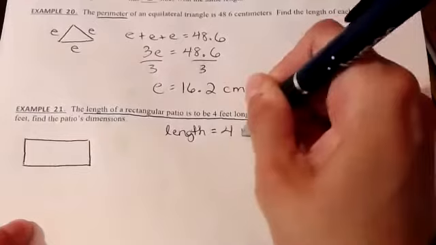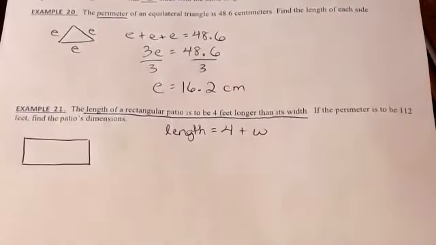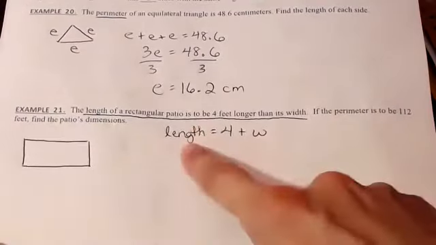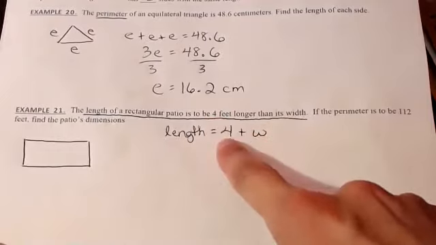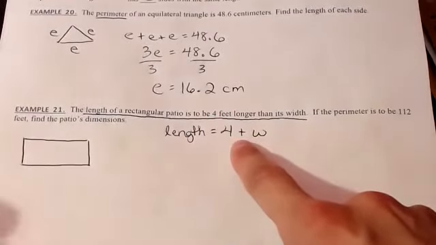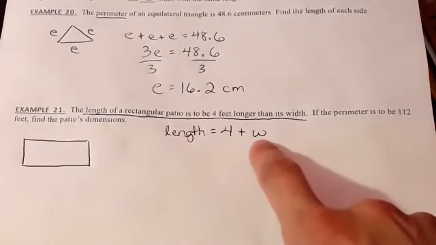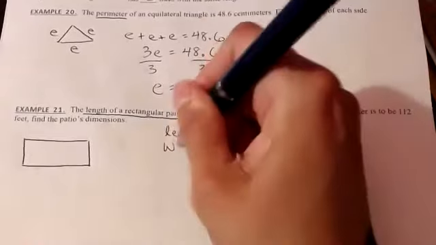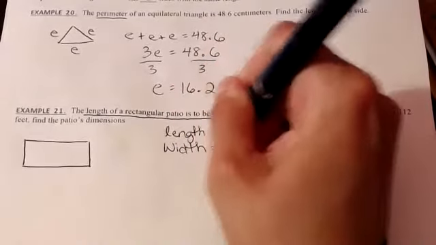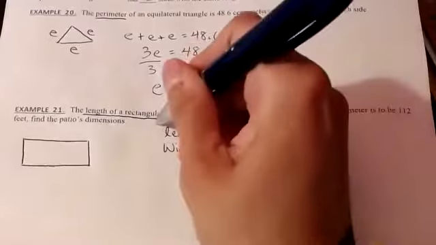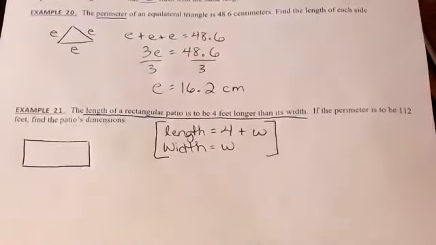Yes, perfection. I want you to notice that Christina used W for the width. Please do that. Please, please, please do that. It's going to make your life easier if you use the variable associated with the name, okay? So the length is 4 feet longer than, which is addition, the width. So we use W for the width. Notice here that I'm writing out my relationship.